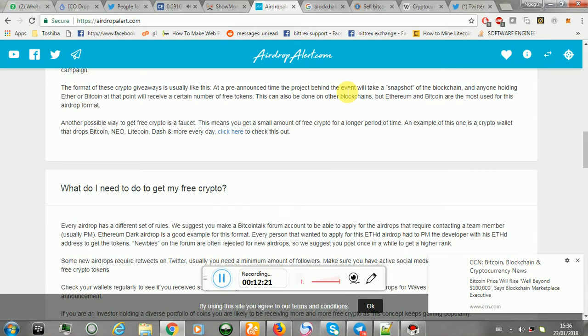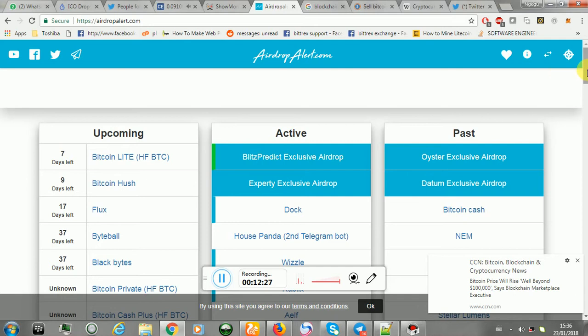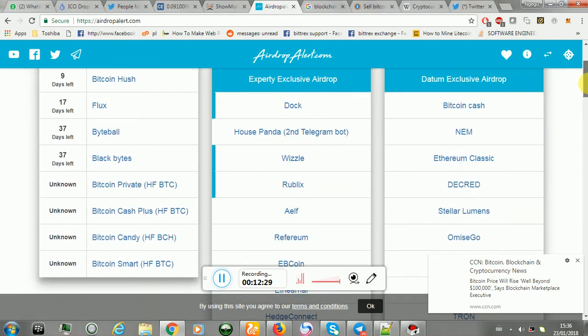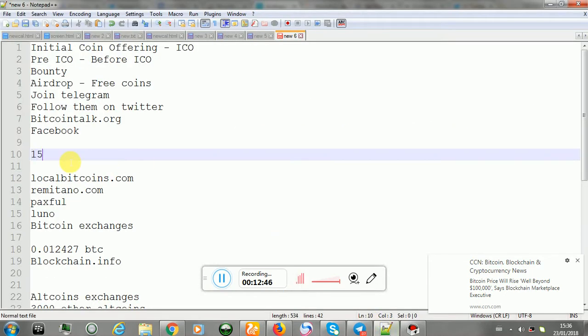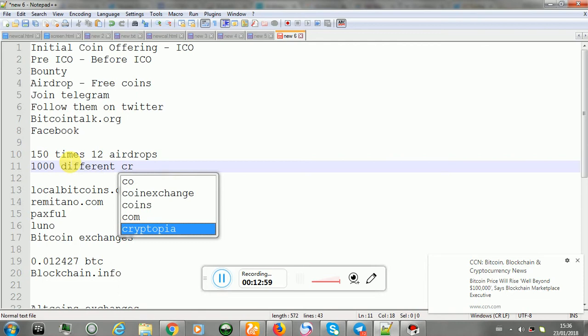So imagine on a daily basis, you come to sites like airdropalert.com or any other one that you're going to source out on your own. You come here and you fill out, say, 5 of these airdrops per day. The next day, you fill out another 5 airdrops. Let's say you're doing an average of 150 airdrops in a month, and at the end of the year, you have done 150 times 12 airdrops. So in your portfolio, you'll have a minimum of 1000 different cryptocurrencies, crypto coins.